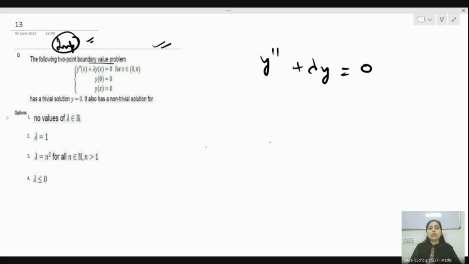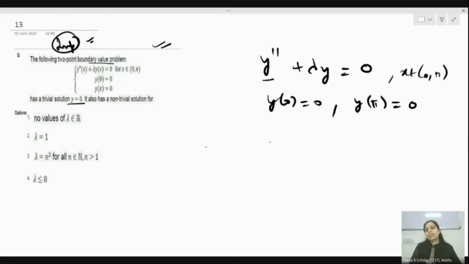The following two-point boundary value problem: y double dash plus lambda y is equal to 0 for x belonging to 0 to pi, y(0) is equal to 0, y(pi) is equal to 0, has a trivial solution, y is equal to 0. They are saying it has a trivial solution. Yes, we can see y equal to 0 satisfies this and this also. So we know that a trivial solution is there. That is true. But they are saying it also has a non-trivial solution.